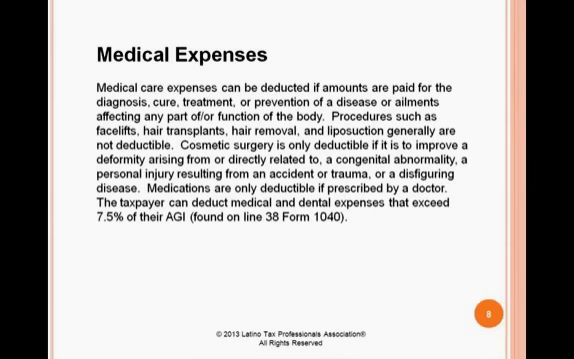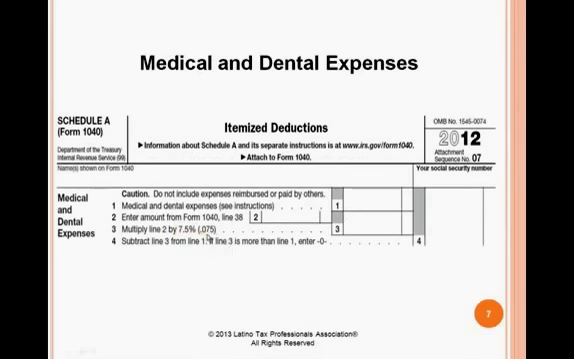Medications are only deductible if prescribed by a doctor. So certainly if there is some frequent medication, as an example, I have to take heartburn medication, and heartburn medication is over the counter. I asked my doctor if there's a way to get a prescription for the same thing, and they said yes, so now I am getting a prescription for it. And the taxpayer can deduct medical and dental expenses that exceed 7.5% of their AGI, found on line 38, Form 1040. So that's what that is doing here.